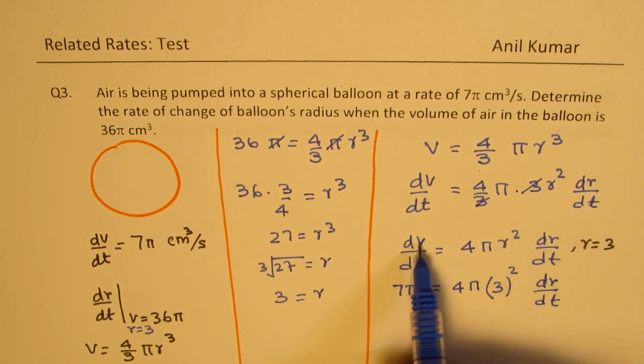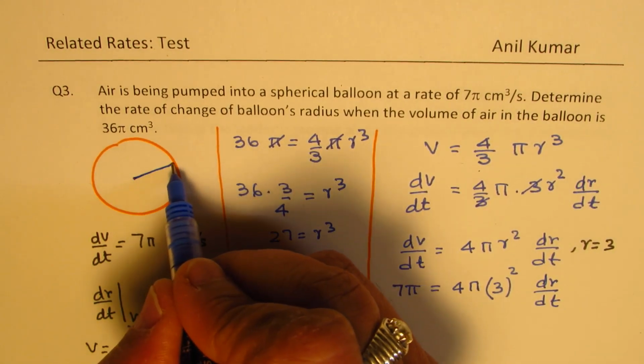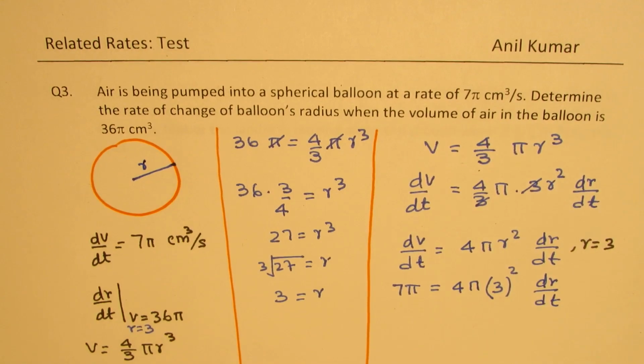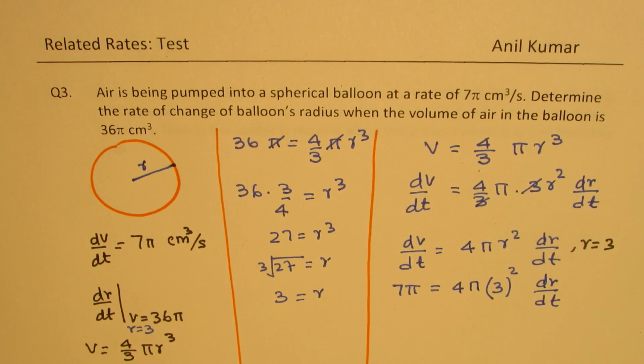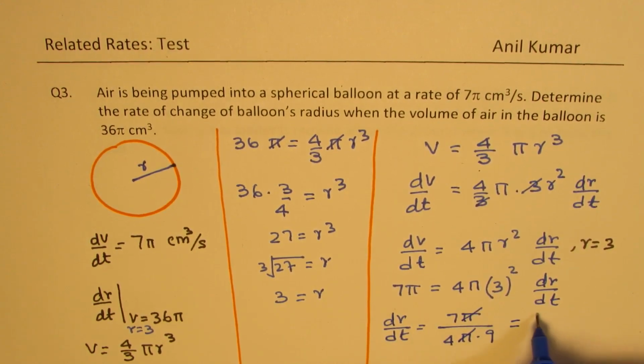Now at that time dv dt we know is a constant 7 pi centimeter cube, and we are considering this to be a sphere of radius r units. So let's simplify this. So we get dr dt as equal to, let me write it here on this side, dr dt as equal to 7 pi over 4 pi times 9. Correct. So pi and pi cancel. So we get 7 over 36. So that is the rate, and the units will be centimeter per second.